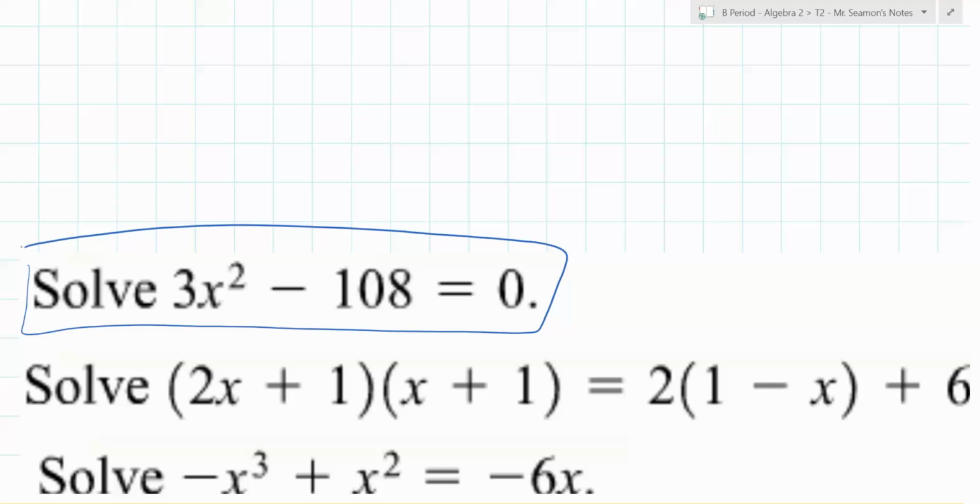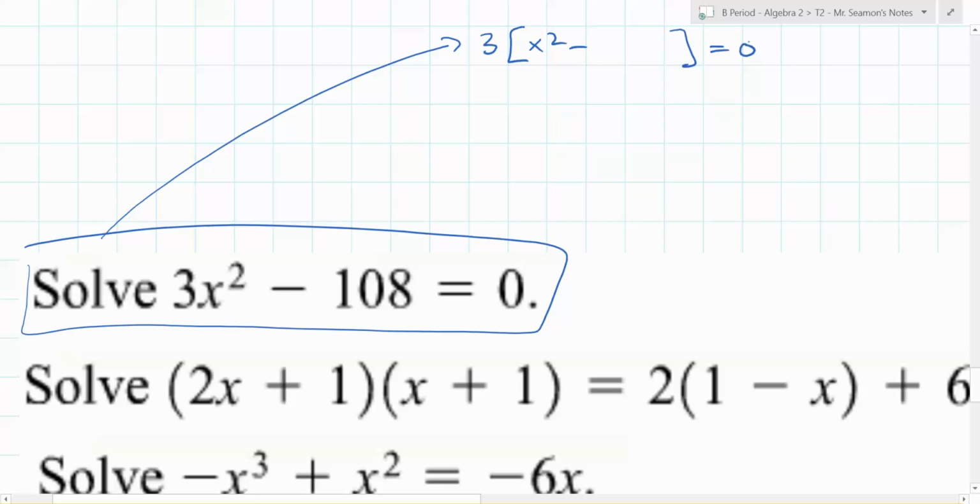So like, let's look at this. What's that first thing you always check when you're factoring? GCF. What can you pull out of that one, Chris? You can pull out a 3, and it becomes 3 times what? X squared minus, ooh, what is it? Yeah, you'll get it. 36.